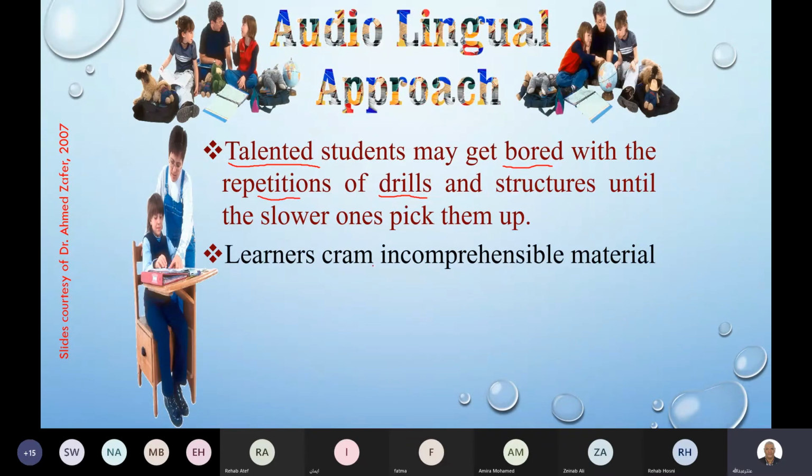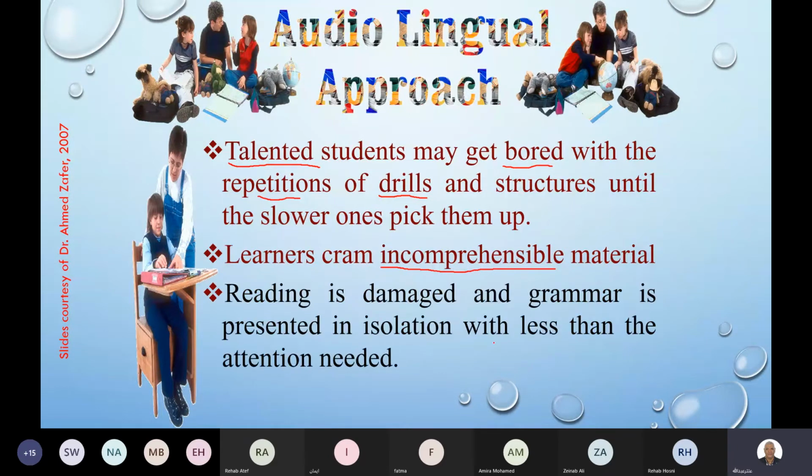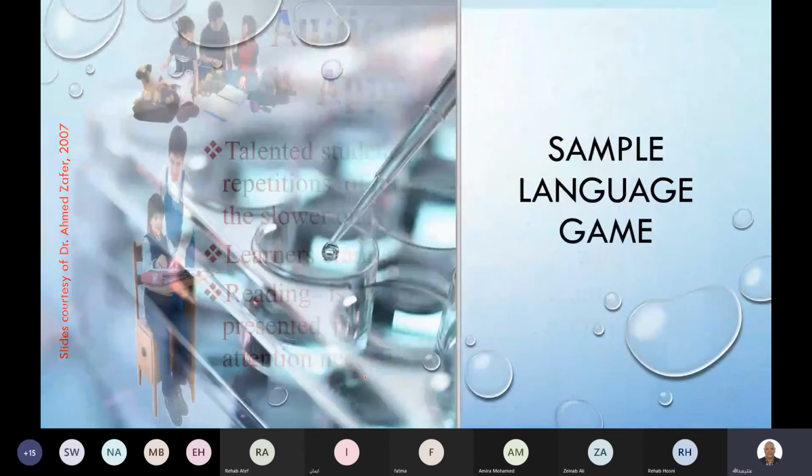We repeat again about incomprehensibility, and sometimes they repeat without understanding what they are saying. Reading. Although we said that reading comes at the end, reading is actually what will stay with the student for the rest of their academic life. So reading should have more focus, should have more attention. So for them reading is damaged, meaning it does not get its natural position. And grammar is presented in isolation and with less attention, and the attention needed for grammar and reading is not the required one. Okay.